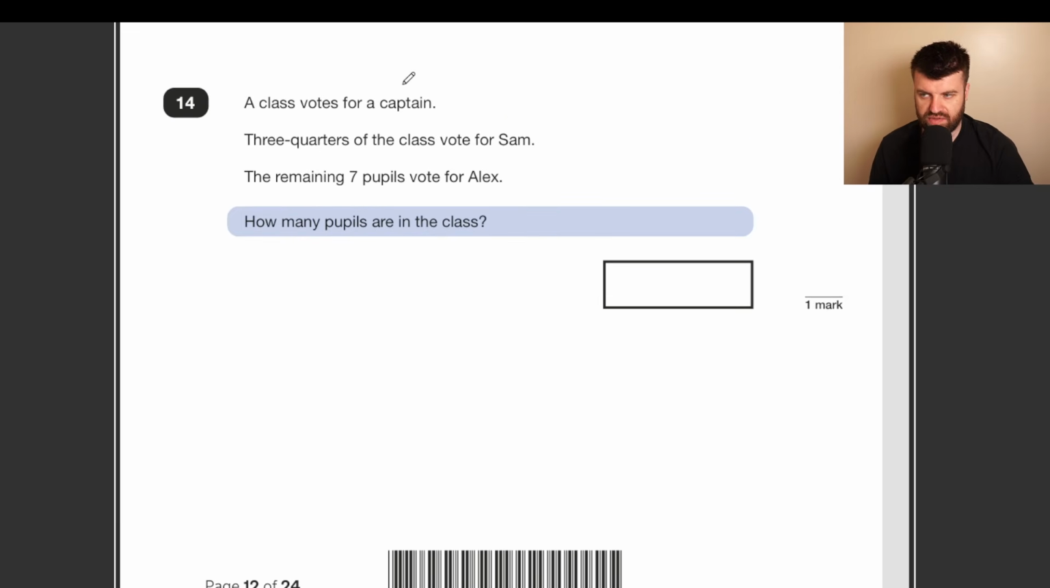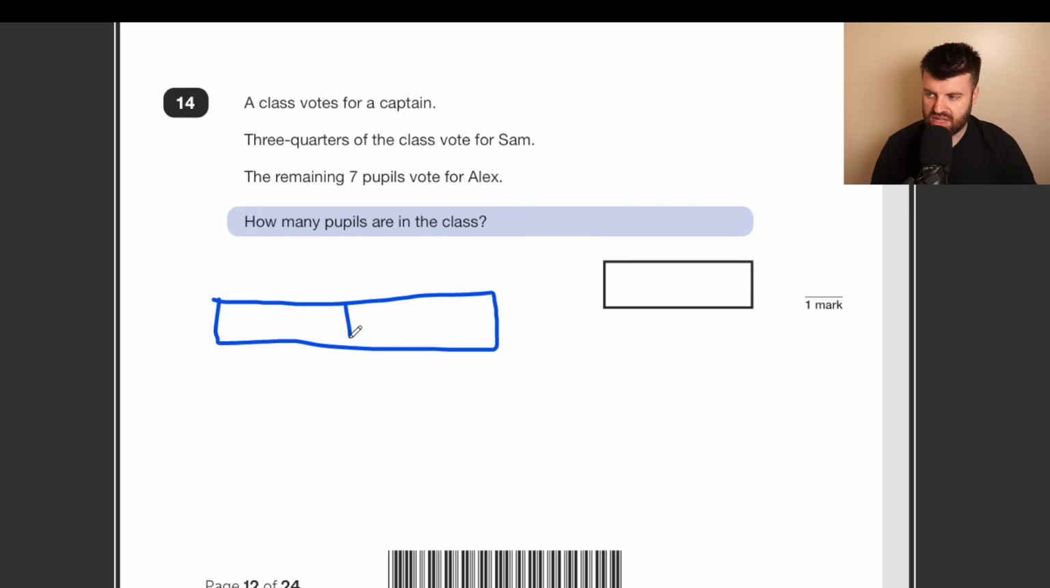Question 14. A class votes for a captain. 3/4 of the class vote for Sam. I'm working with quarters. I like to draw a bar model representation. Split it in half, and then split them both in half again. Now I've got quarters. 3/4 vote for Sam. So 1, 2, 3 voted for Sam. The remaining 7 pupils voted for Alex. So this remaining lot is Alex, and we know that this quarter remaining is 7.